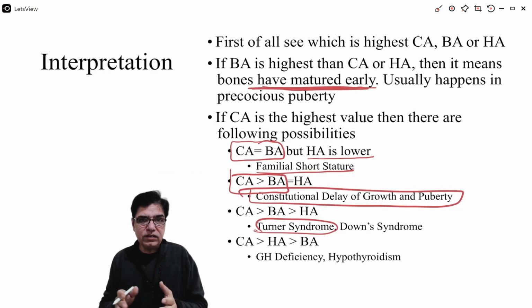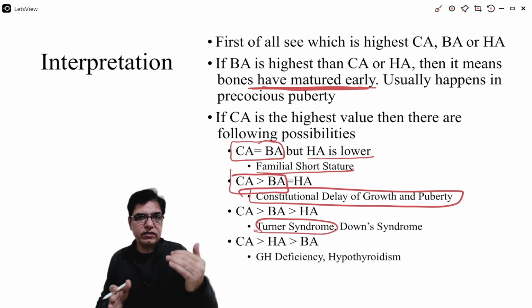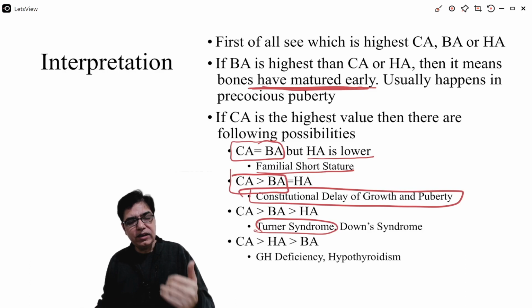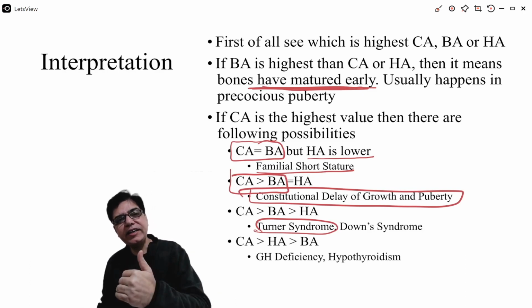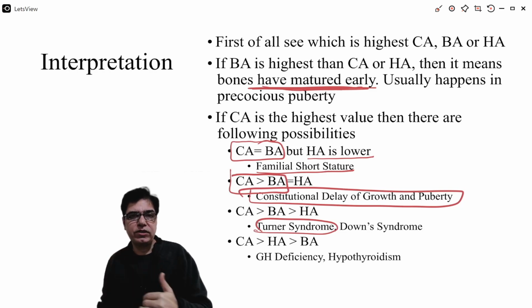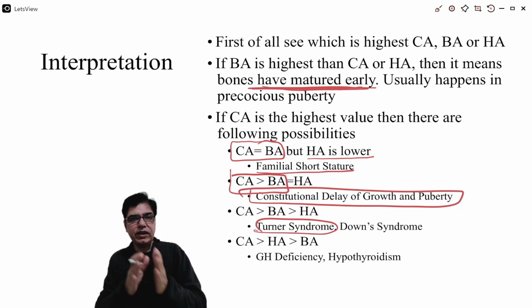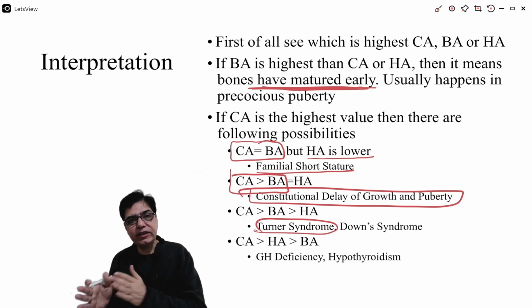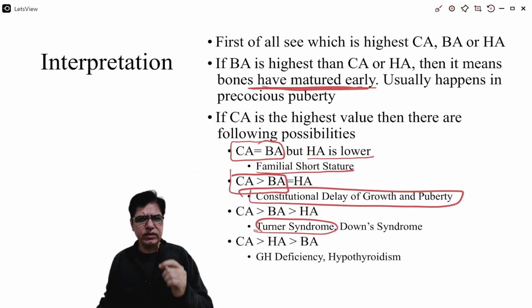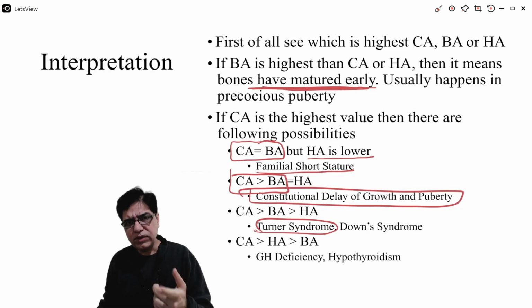So in these syndromes, the chronological age is the highest, then the bone age is less than the chronological age, and the height age is the lowest. So chronological age is greater than bone age, which in turn is greater than the height age, and height age is the lowest. You're probably dealing with Turner syndrome or with Down syndrome.